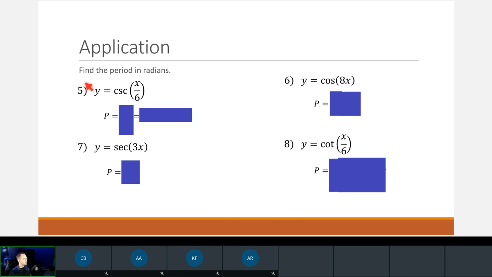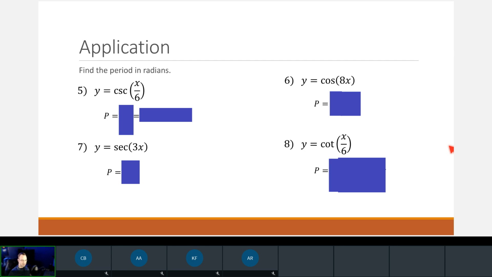So let's look at some examples. Cosecant of x over 6. The parent function of this is just cosecant of x, so the period is 2 pi for cosecant. What is the k value for number 5? One over 6. Yes, it is 1 over 6. Very good. So we know the k value is 1 over 6.